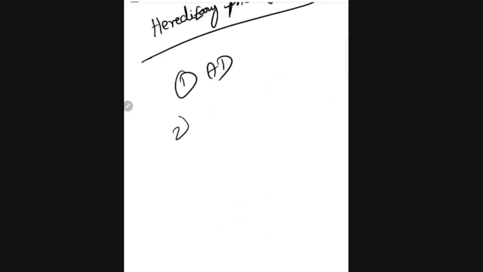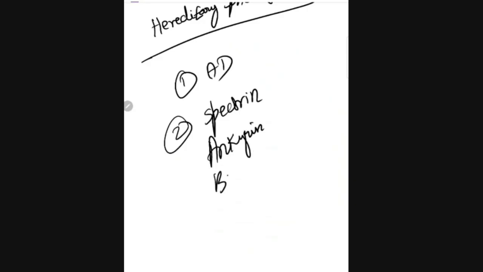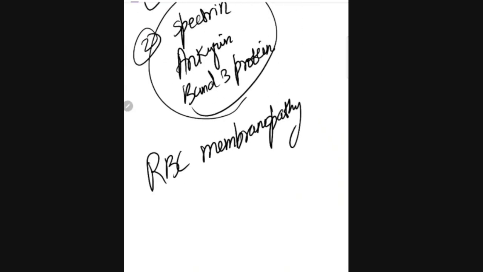So hereditary spherocytosis is an autosomal dominant disorder with spectrin, ankyrin, band 3 protein defects. So it's an RBC membranopathy, an RBC membrane defect. The vertical and horizontal cellular integrity in the RBC membrane will get lost. So it is an RBC membranopathy.